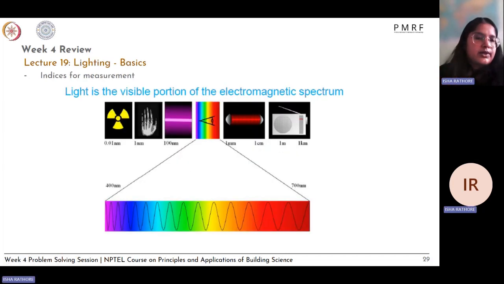Okay, then we moved on to lecture 19, which looked at lighting. So 19 and 20 are both based on lighting and an integrated approach. So now we will look at lighting basics.